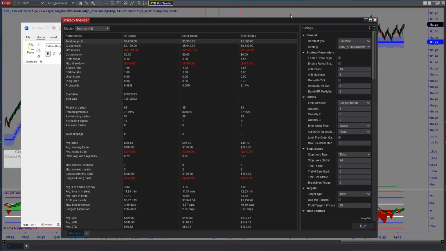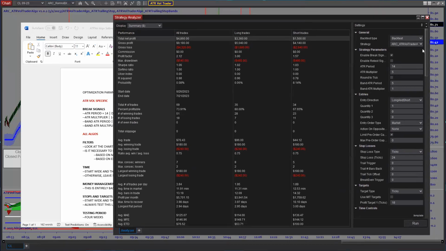Here we go. There it is. Okay. So these are the settings. Let's go through what the settings are first. Do you want to trade breaks, or do you want to trade retests, or do you want to trade both? Test them separately. Once you've got good settings on both, then you bring them together. Always do everything separately. Always.